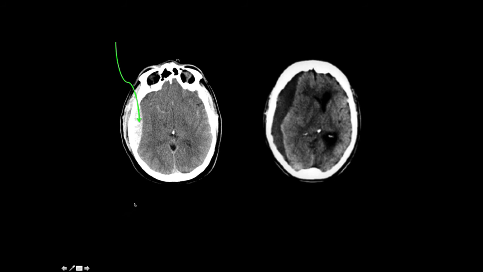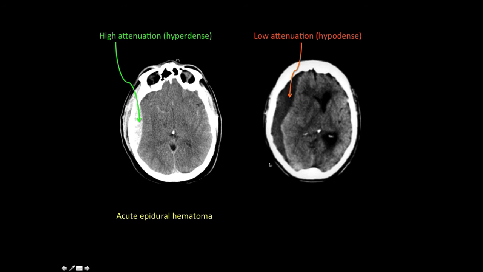Here's an example. This is a high attenuating or hyperdense lesion or content, which happens to be convex towards the brain, and it's associated with soft tissue swelling, and this is what you see in an acute epidural hematoma. Contrary to that, we have a relatively hypodense or low attenuating collection, which is concave, and this is seen in chronic subdural hematoma. Old blood products tend to be hypodense and low attenuating.